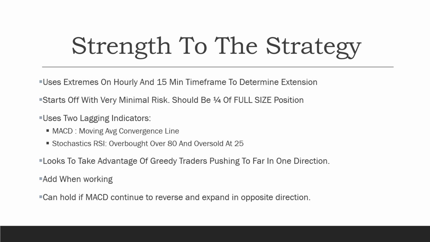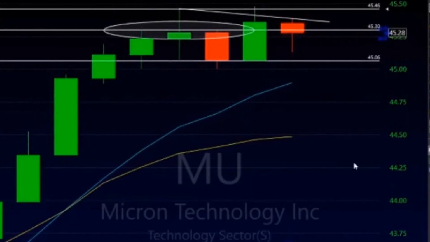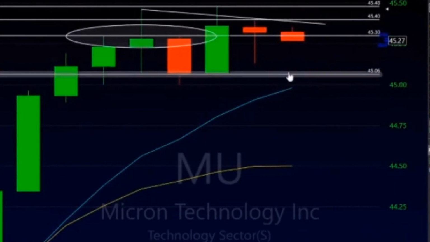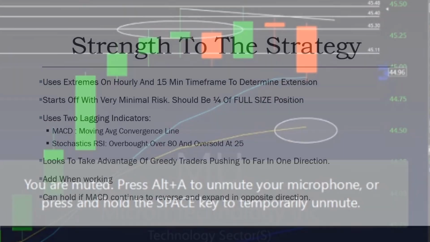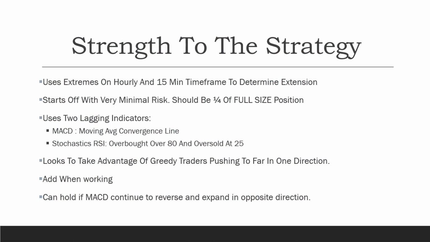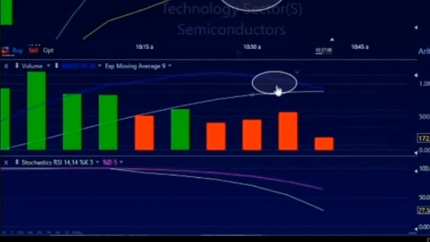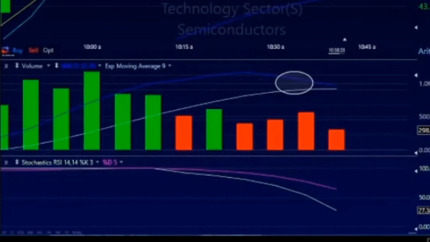And the really cool part of this strategy is that you get to really add when it's working. When it's working, you want to keep adding to your position, eventually holding break even once you get to that full size position. And of course, one of the great things I like is the lagging indicator like the MACD, you can actually continue to hold as long as the MACD does not reverse and continues to expand in the opposite direction.